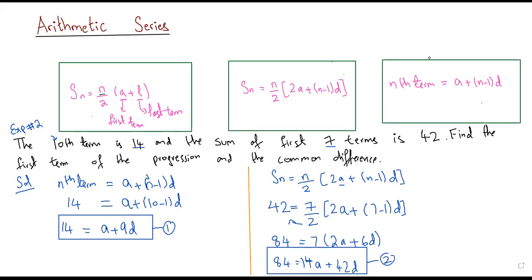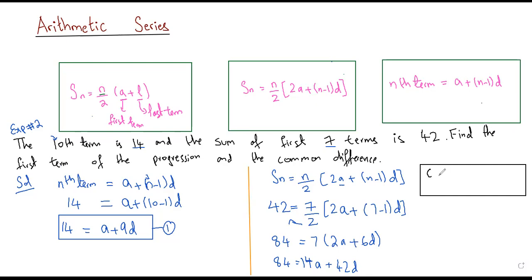Before you try, I will simplify the second equation just so it gets easier for you. We can take 14 common on both sides, and that would give you 6 equals a plus 3d. This is the second equation. Now try solving it simultaneously.